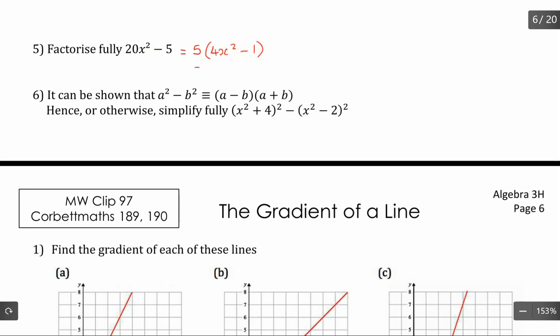So this is 5 lots of, I'll keep that 5 there for the moment. And this will form its own double bracket now, where we have 2x at the start of each, because that will give us the 4x squared, and we have a plus 1 and a minus 1. And that is the fully factorised answer. And question 6, it can be shown that a squared minus b squared is this. This is just stating the difference of 2 squares. Hence, or otherwise, simplify fully this expression.